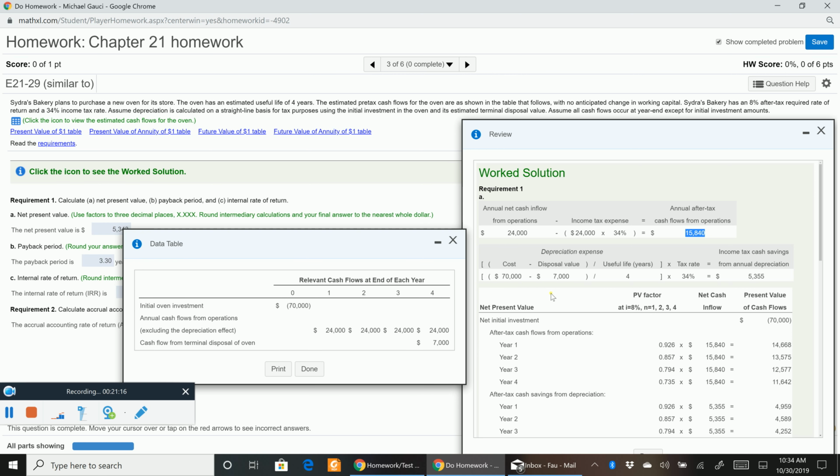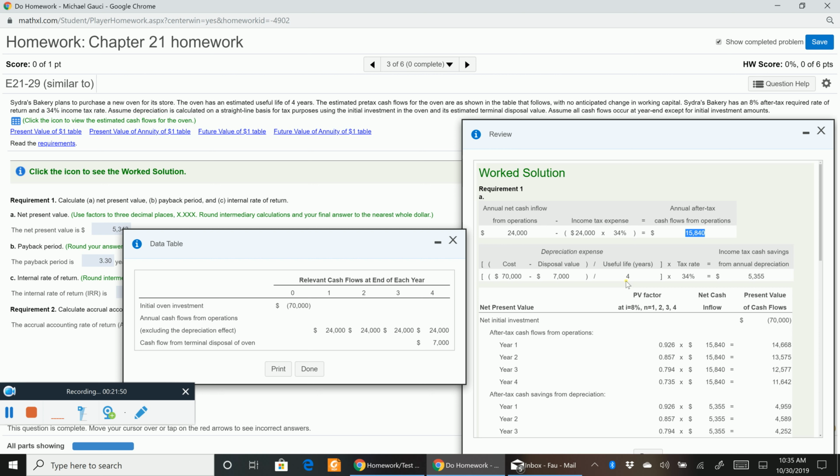Additionally, I want to figure out what the cash savings are. Remember that we didn't even consider depreciation here. So if we do our straight line depreciation, as you learned in prior accounting classes, the cost of the asset was $70,000. Subtract out the disposal value of $7,000. This is the depreciable basis, divided by the estimated useful life in years, divided by 4. So that would be the depreciation, the $63,000 divided by 4.